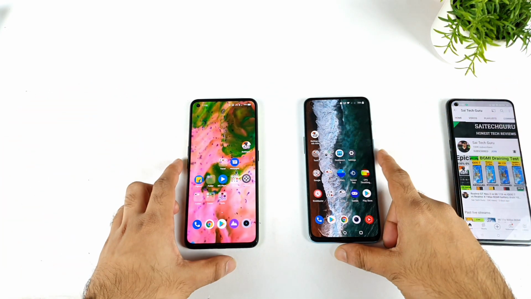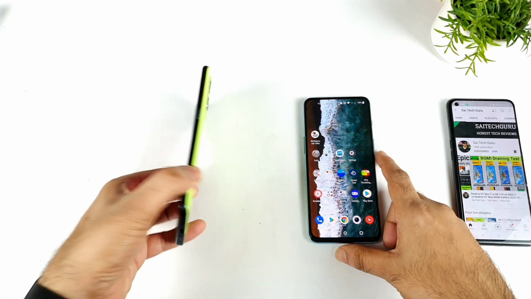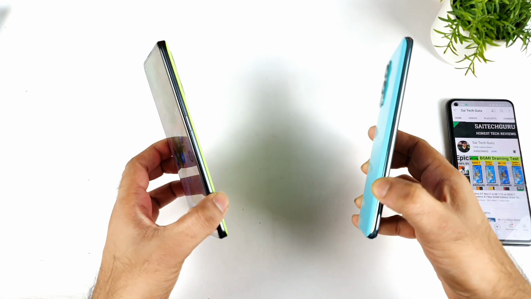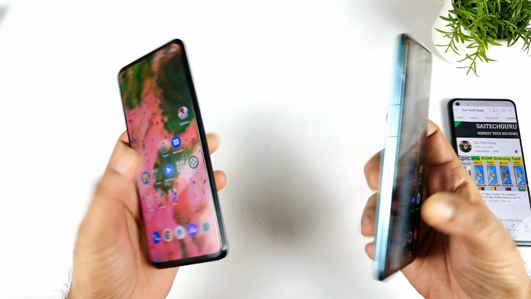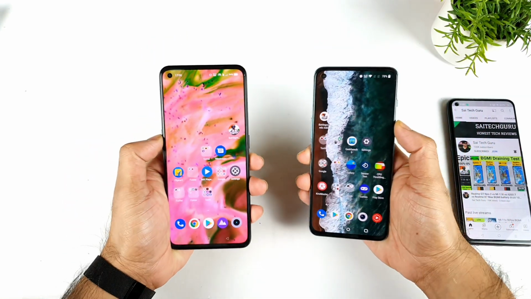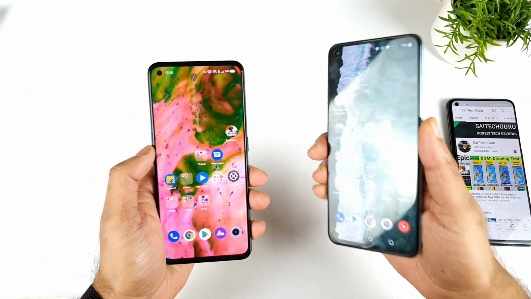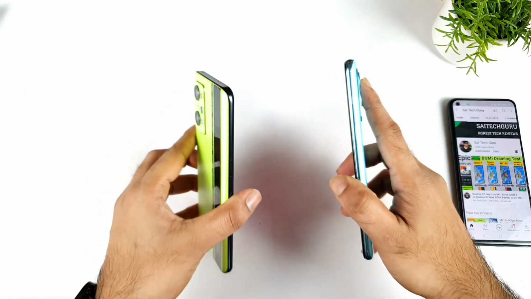In this one, I'm going to compare the touch sampling rate between the Realme GT Neo 2 and the OnePlus Nord 2. This question has been requested by a few of my subscribers, asking me to compare these two phones. What is the default touch sampling rate, and what is the company claiming? That's what I'm going to demonstrate in this video.